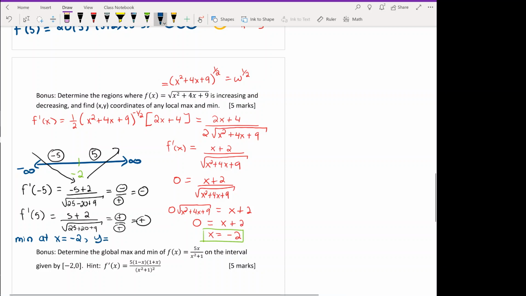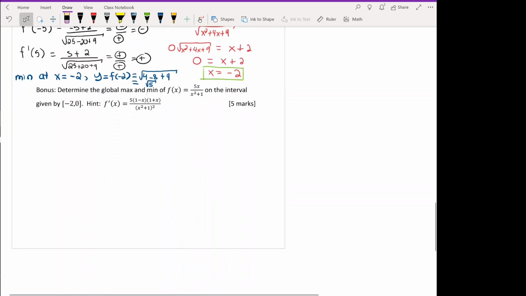and y equals f of negative 2, which is the square root of, let's see if this can be squeezed in here, we get negative 2 squared, so 4, and then plus 4 times negative 2, so negative 8, and then plus 9, so that'll be the square root of 5, which doesn't square root nicely, you just have to leave it alone. That's it for that bonus question. Pretty nasty.